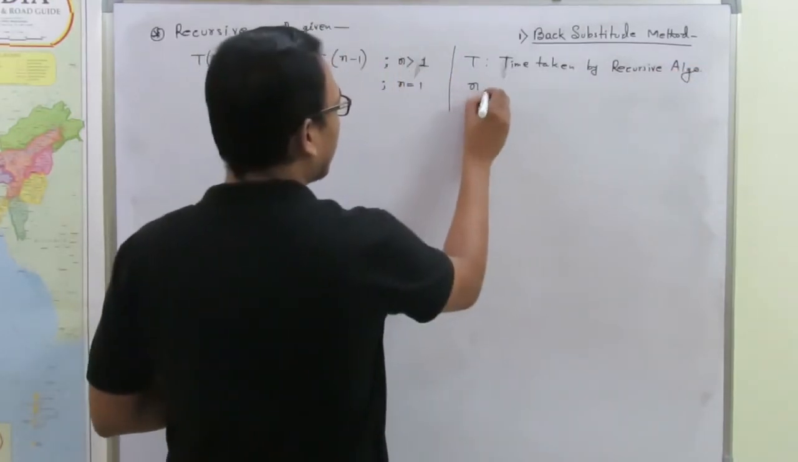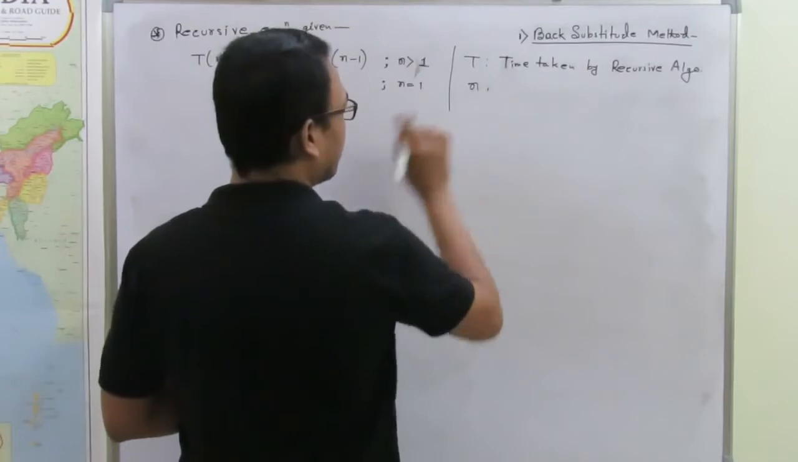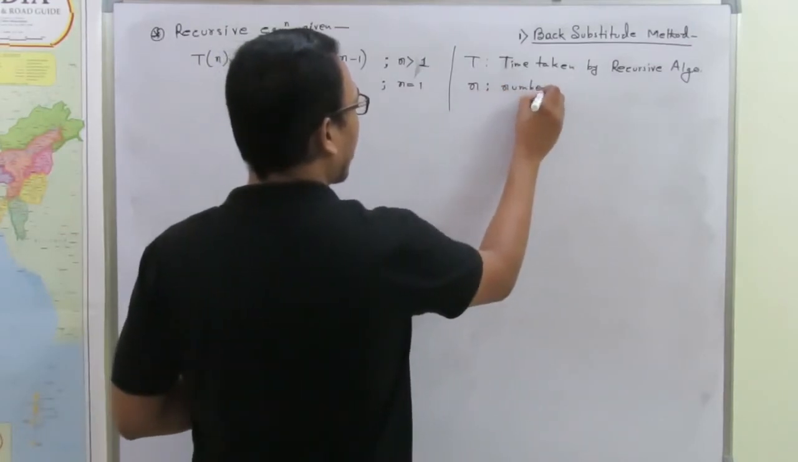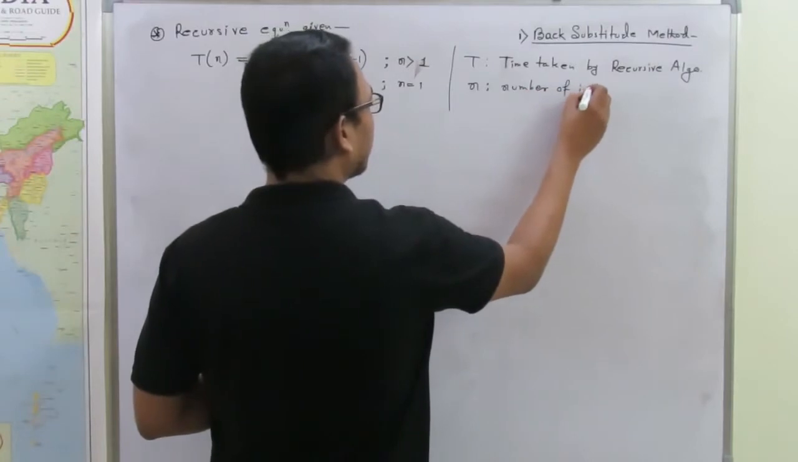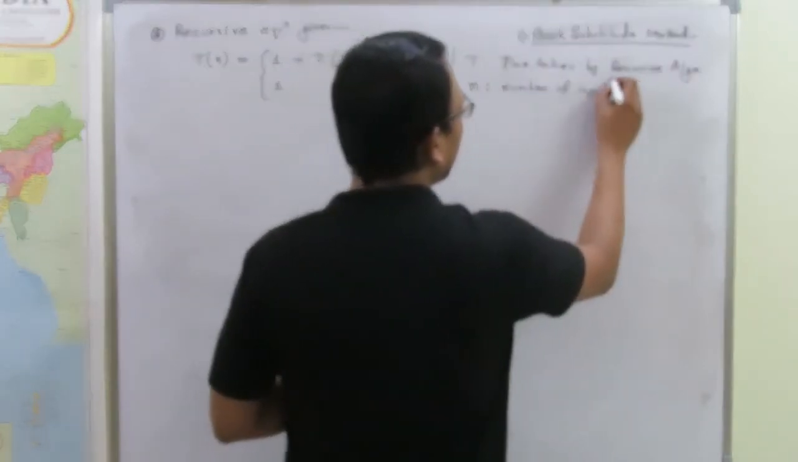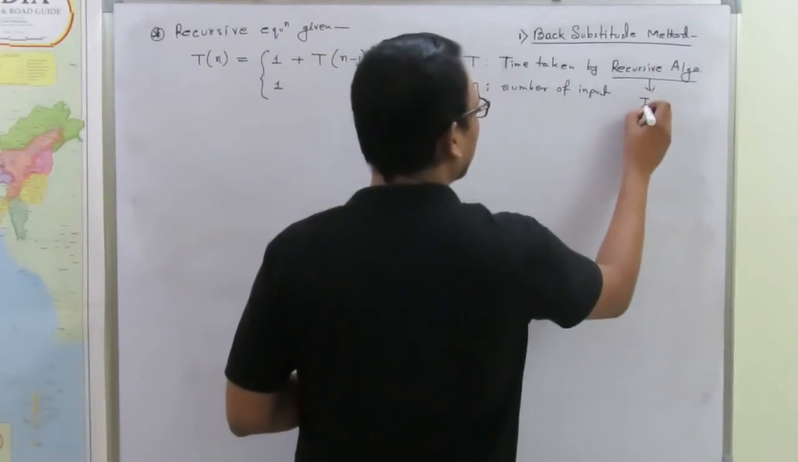What is this n? N is the number of inputs. And one more thing, this t is a time function.